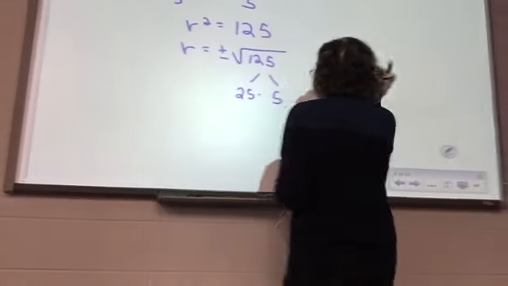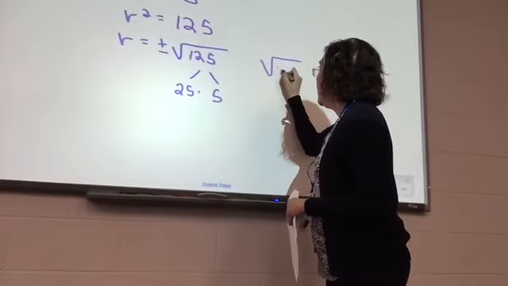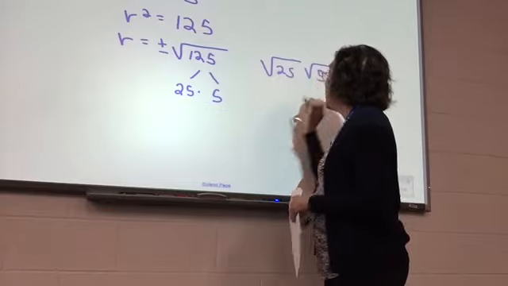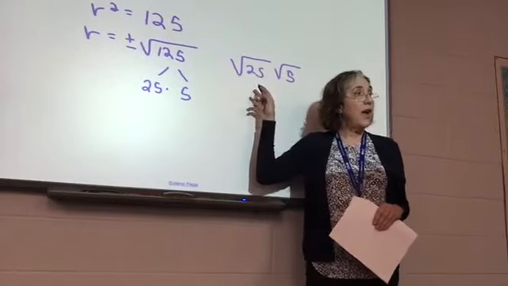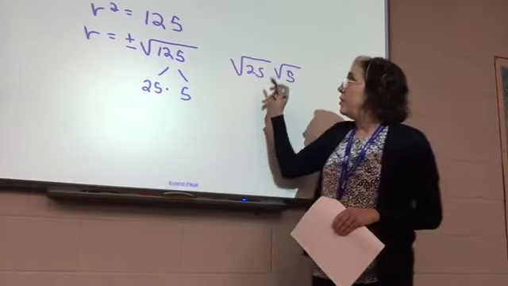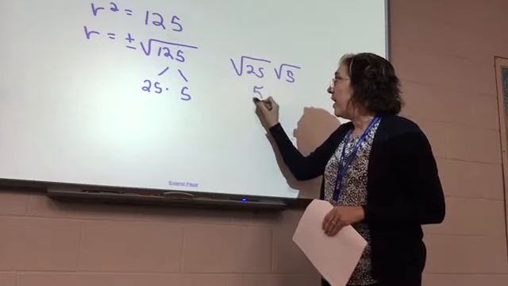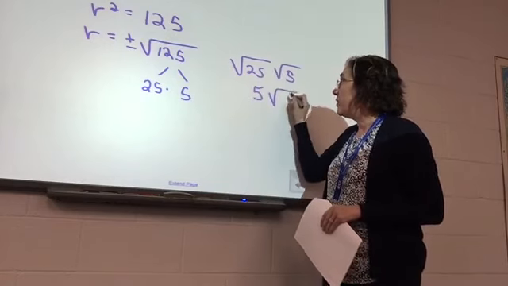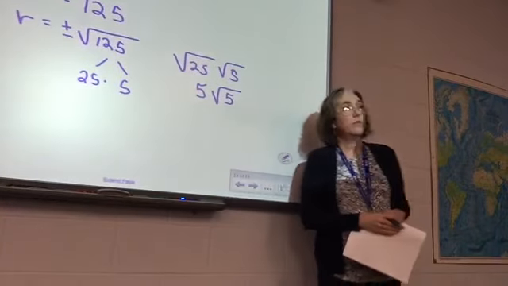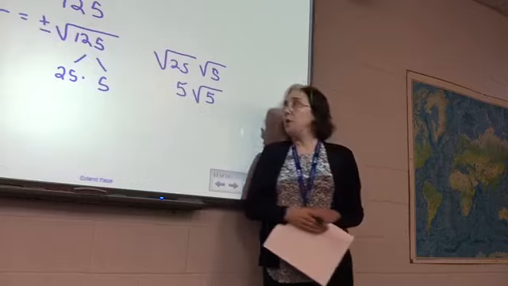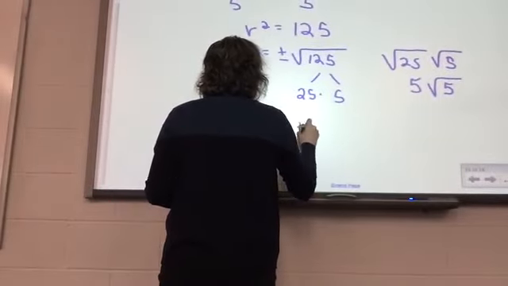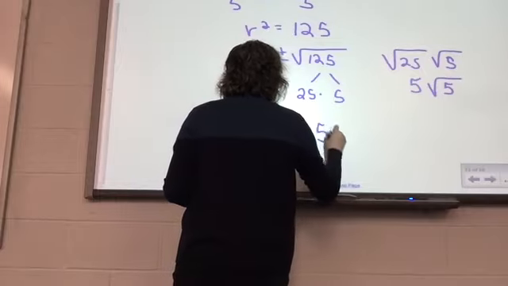Okay? And with radicals, if there are square roots, if you can factor out a perfect square, then you do. So the square root of 25 is 5. The square root of 5 doesn't reduce anymore, so we're going to leave it like that. Okay? And so the final answer is plus or minus 5 square root of 5.